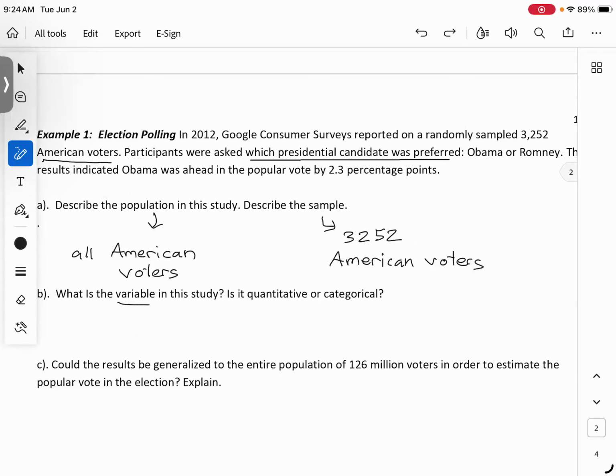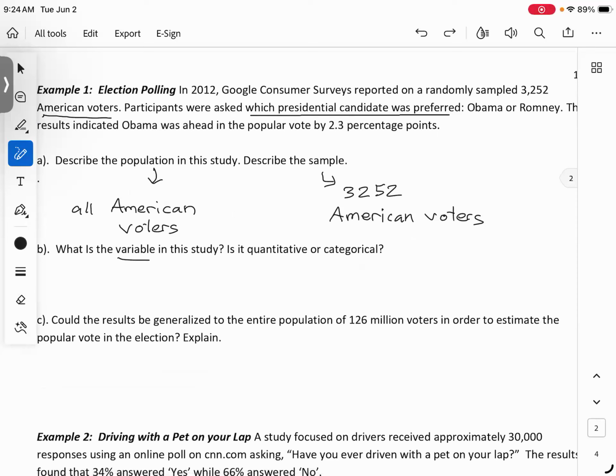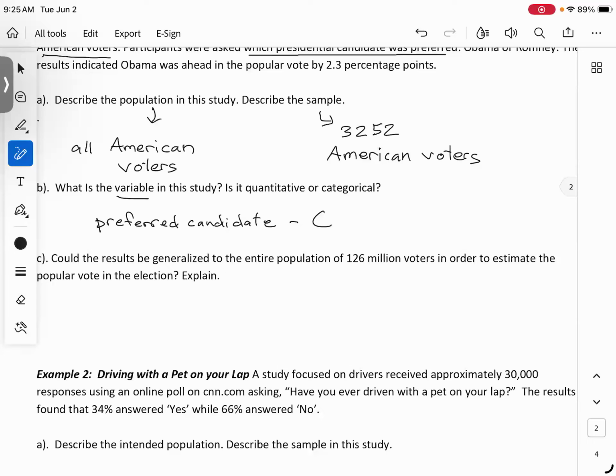Cool. All right. Now, as far as the variable, again, I have it underlined there. It's the presidential candidate that they preferred. So you can write something like preferred candidate. And because it's only two choices, Obama or Romney, it'd be categorical. And then here's something I'm going to do. I'm going to put the short answer for C. It says, could the results be generalized to the entire population of 126 million American voters?